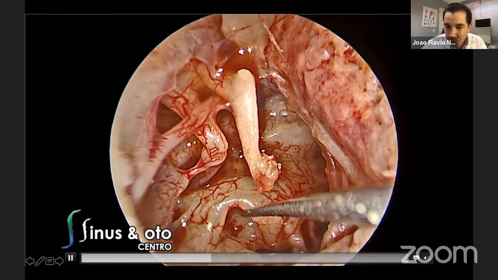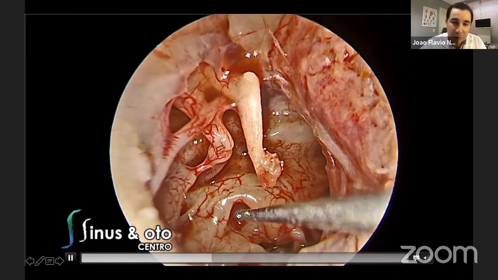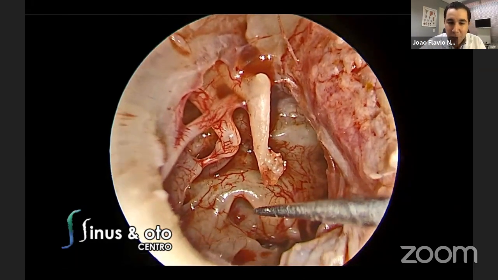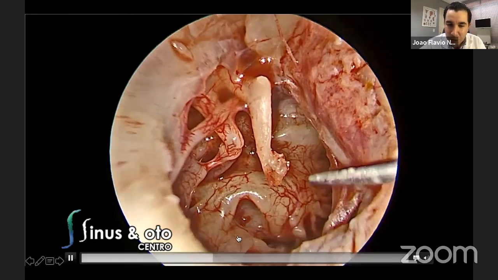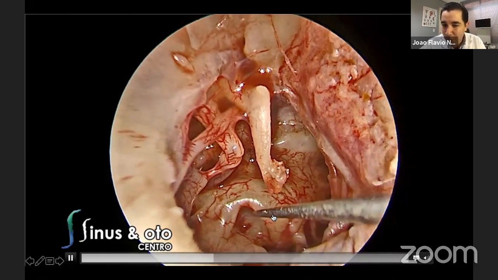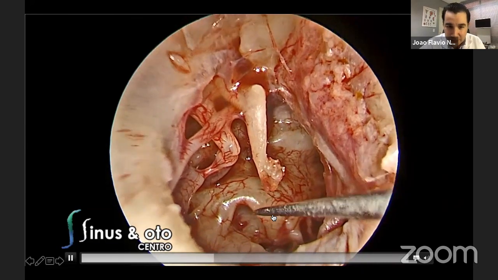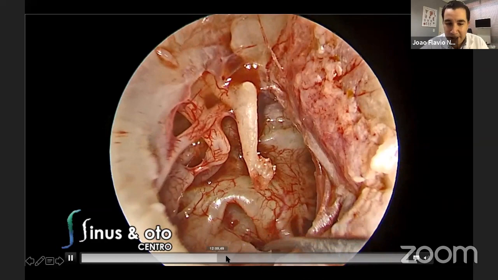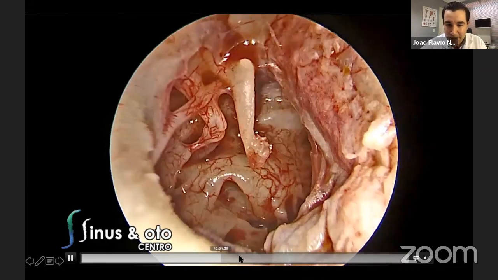So it's actually the floor of the scala tympani. Anytime you have doubt during cochlear implantation where to put your electrode, you can try to find the fustes, which is here, and then you find the round window, and then you can put your electrode in the scala tympani, which is the most used scala to put electrodes nowadays.